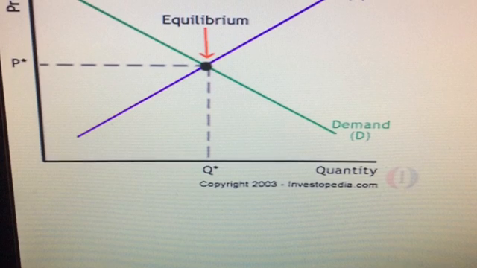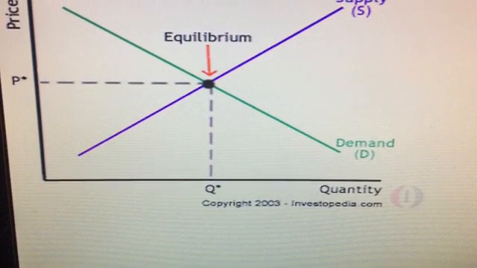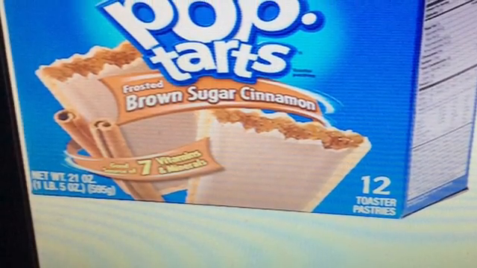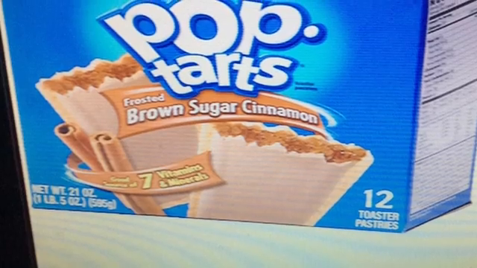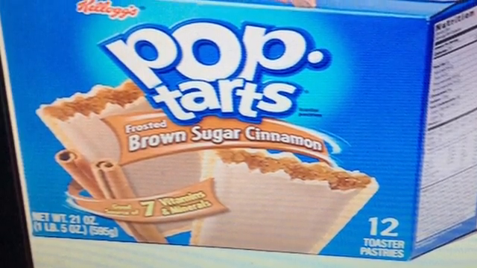Supply and demand. Supply is the amount of product available. Demand is the desire of purchasing the product. Equilibrium is the meeting point between supply and demand. For example, Joe wants to open a business that sells Pop-Tarts. He has a large supply of Pop-Tarts, but there is only one person that demands a Pop-Tart.